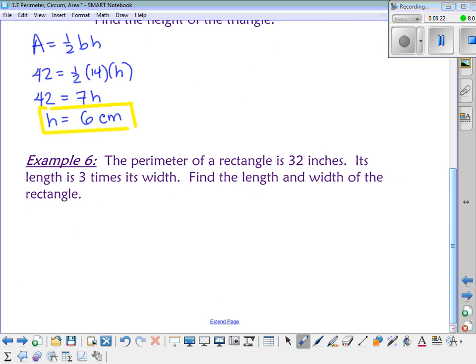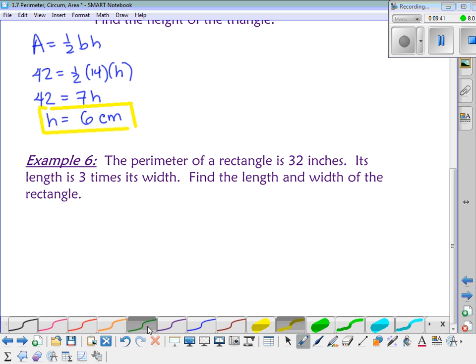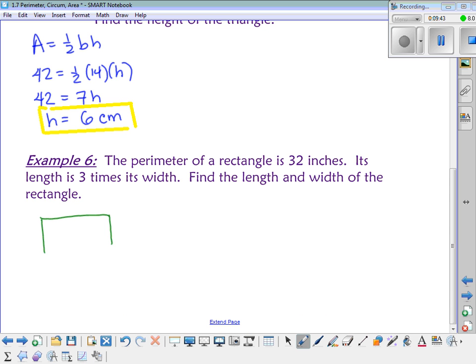You could also run into a situation where you have the perimeter of the rectangle given to you. In this particular one, the perimeter of the rectangle is 32 inches, and its length is 3 times its width. So this is one where it helps you to draw the picture and visualize it. So I'm going to draw myself a rectangle. I know that the perimeter is 32, so I'll go ahead and put that in the center there.